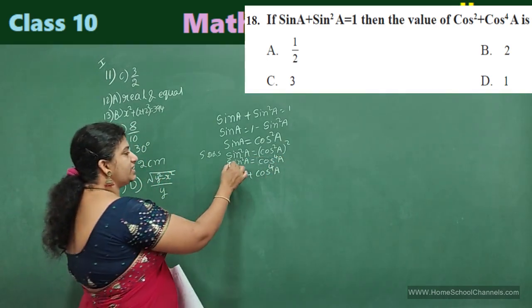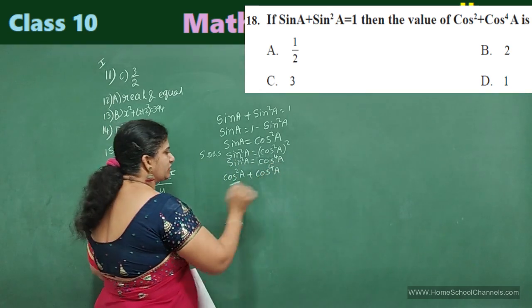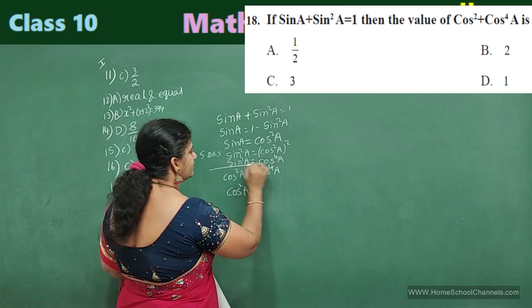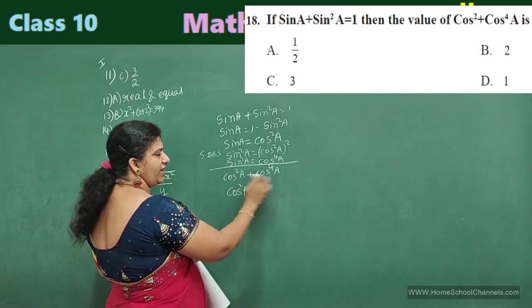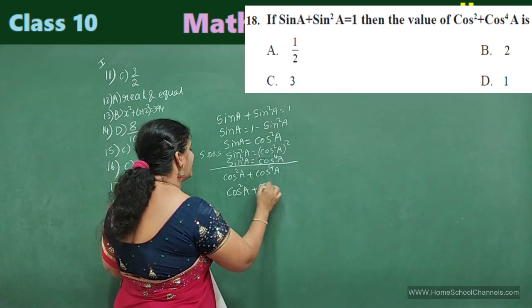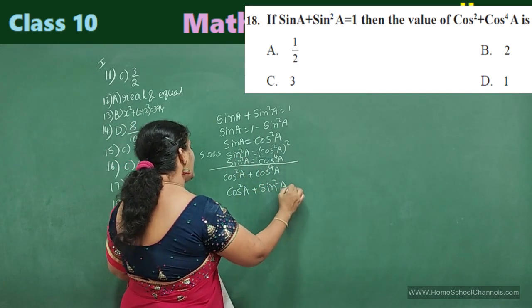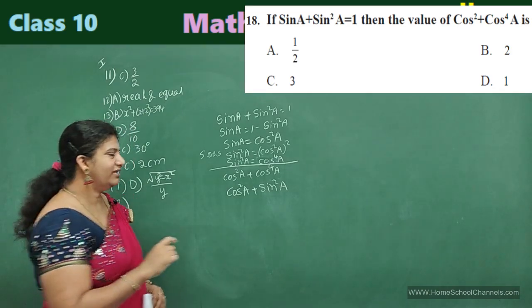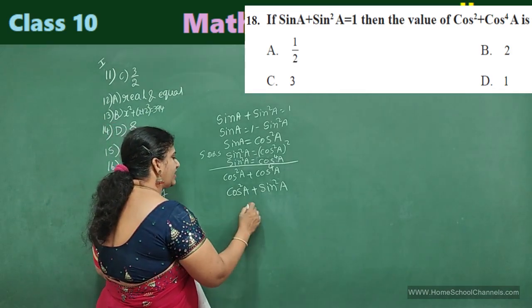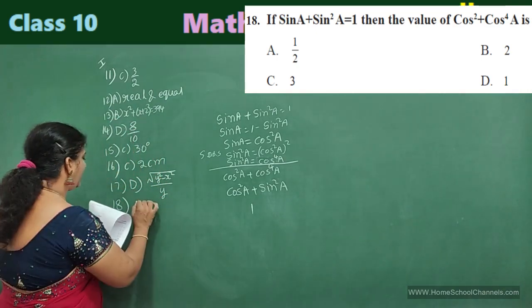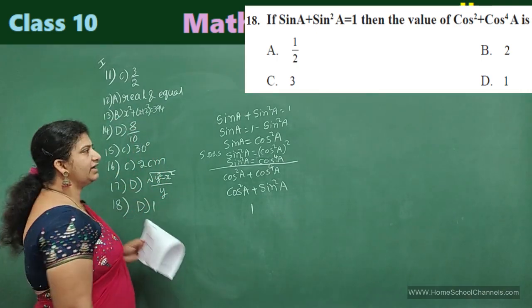Okay. Now substitute this sin square A here. Cos square A plus, we need to find this, right? Instead of cos power 4 A, substitute sin square A. And again, I remember an identity: sin square theta plus cos square theta equal to 1. That means sin square A plus cos square A will be 1. Your option is option D. 1 is the right answer.